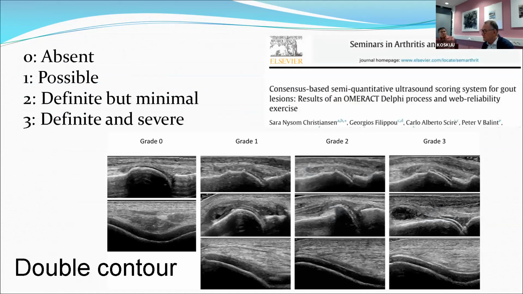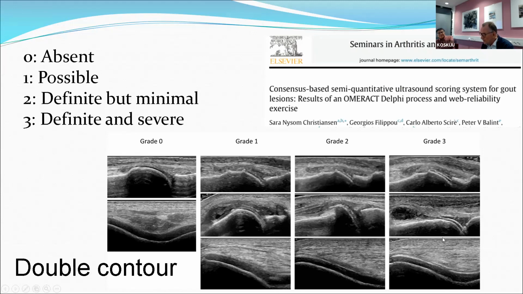Now, published in Seminars in Arthritis and Rheumatism, OMERACT work on a new semi-quantitative ultrasound scoring system. After several trials and a lot of talks and meetings, they concluded to score gout like this, using this kind of atlas. Grade zero is normal, but then comes a very important grade one, which is possible. This is not a mild case. It's just possible. It might be gout or might not be. Grade two is minimal gout, and grade three is obvious gout.